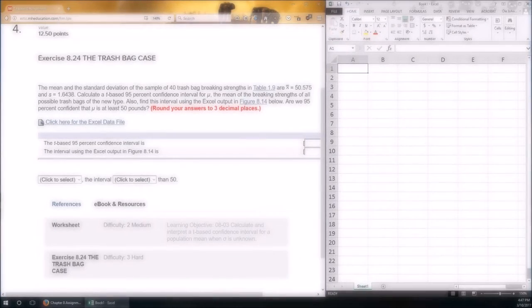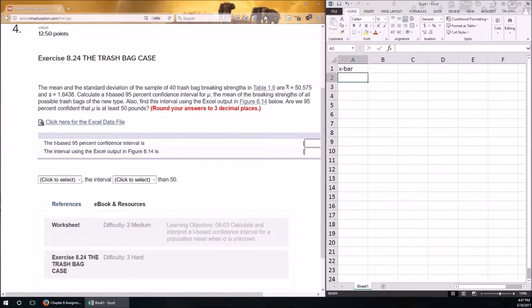So let's go ahead and begin. X bar. We need to know alpha, and from that we get a t. We need a sample size. We need a standard deviation for the sample, and that's what we need. We are given x bar is 50.575. We're given alpha is 1 minus 95%, that's 0.05. We're given n, our sample size is 40. And we're given an s of 1.6.